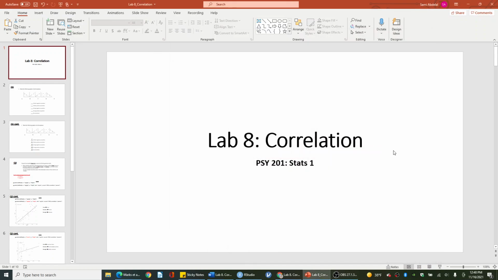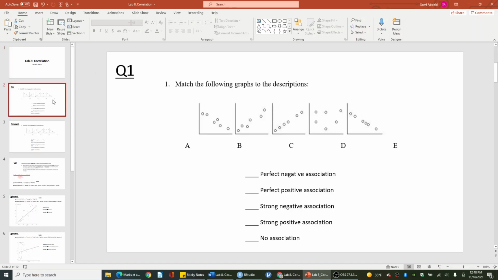Yes. Hey guys, so today for Lab 8, we're going to go over correlation. On the lab sheet, the first question is going to show you a set of scatter plots, and your job is to interpret these scatter plots. I'm sure you'll do something in class with this, so it should be pretty intuitive. But just a brief review, since some of you might be learning this for the first time.